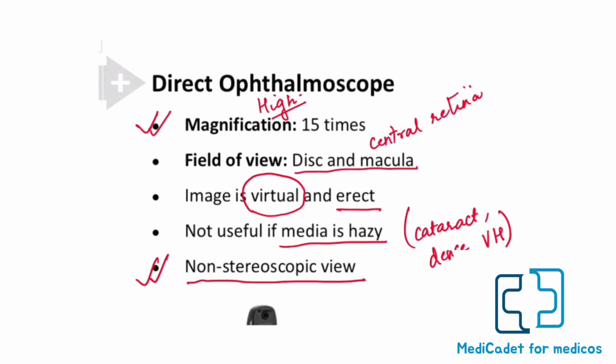Next, the light is not very bright. So if the media is hazy, like for example, if there is a cataract or a dense vitreous hemorrhage, we cannot examine the posterior segment with this instrument because the light will not pass. And because the examiner is allowed to use only one eye, the perception of depth is also not good. So the view is called a non-stereoscopic view.